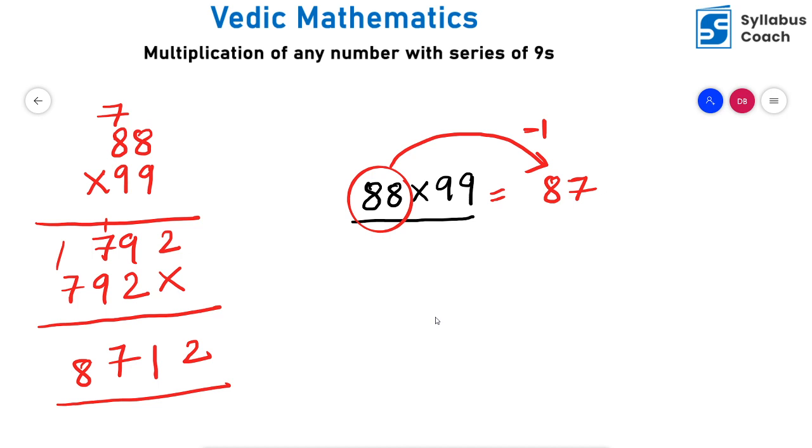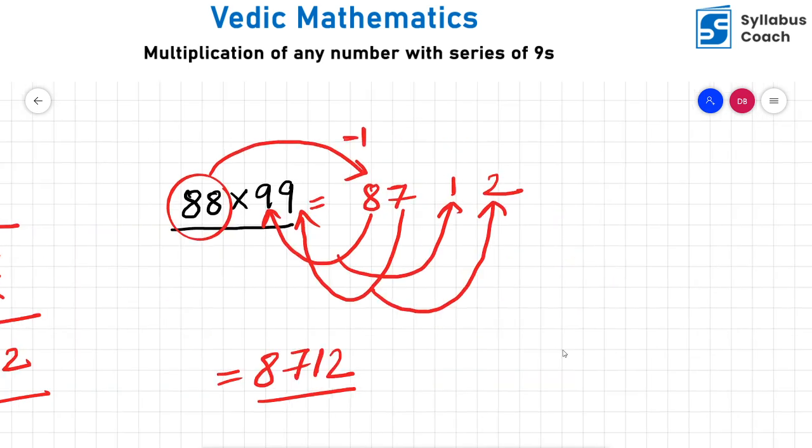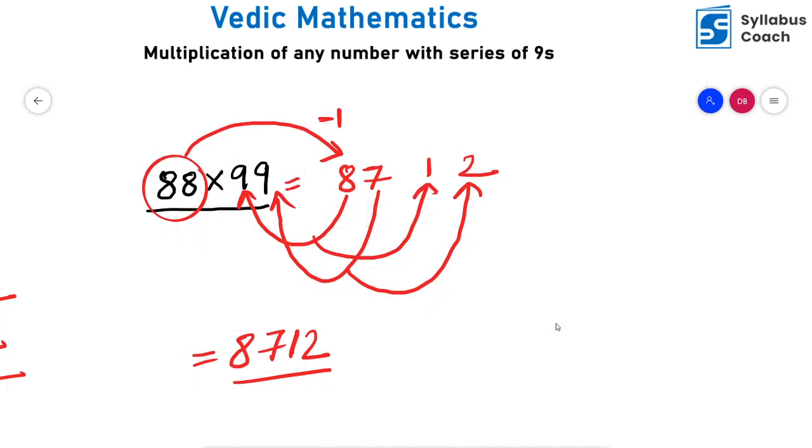And what is the second step? Simple. You have to subtract 8 from 9. So that becomes how much? 9 minus 8. How much? 1. Simple. And now subtract 7 from 9. What is it? 9 minus 7 is equal to 2. So the answer for this question is 8712. Got it?